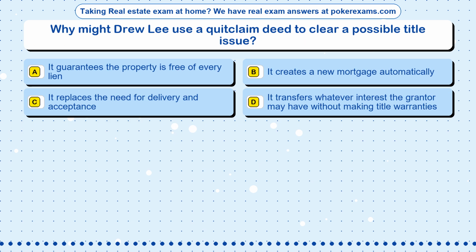Question 40. Why might Drew Lee use a quitclaim deed to clear a possible title issue? Option A. It guarantees the property is free of every lien. Option B. It creates a new mortgage automatically. Option C. It replaces the need for delivery and acceptance. Option D. It transfers whatever interest the grantor may have without making title warranties.